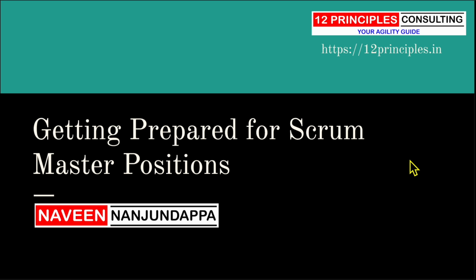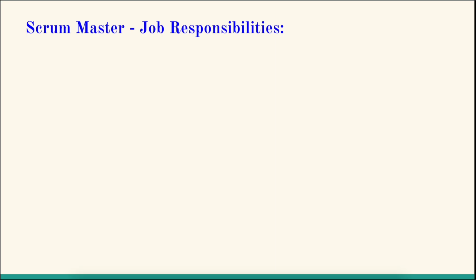So let's look into one of the case studies, or an example of how to get prepared for a Scrum Master position or apply for a job. This is Naveen Anjanappa from 12 Principles Consulting. I'm your agility guide. We are into coaching and training, specifically for enabling people to perform their best using Scrum. One of the students sent me a list of job descriptions for a Scrum Master position, and I thought, let me dissect it and look at the expectations and activities that the company is expecting for a candidate who's going to fill this particular position.